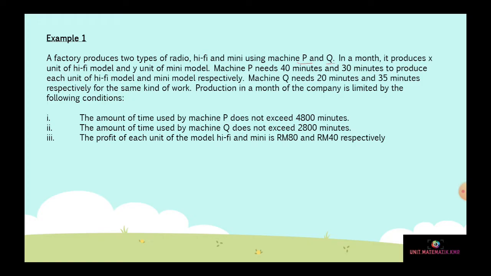Production in a month of a company is limited by the following conditions. So we got 3 conditions here. The first is the amount of time used by machine P does not exceed, which means less than or equal to, 4800 minutes. And then the amount of time used by machine Q does not exceed 2,800 minutes, same as above. And the last condition is the profit of each unit of the hi-fi and mini model is 80 ringgit and 40 ringgit respectively.